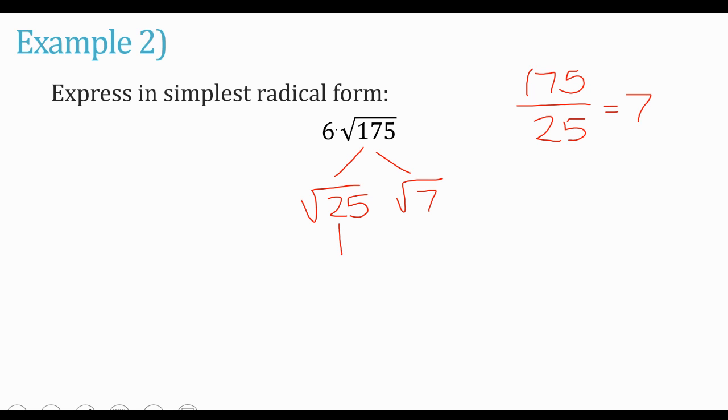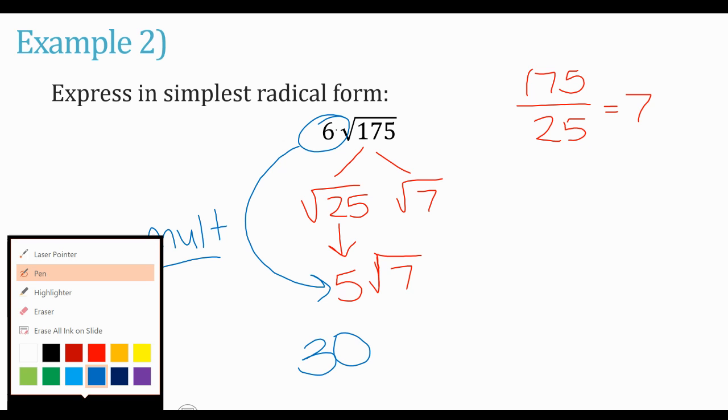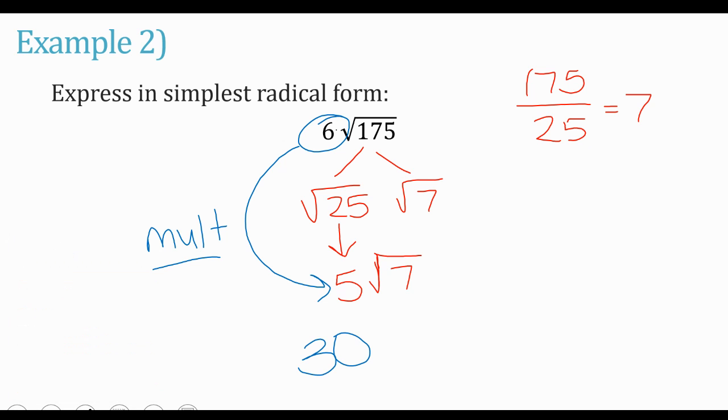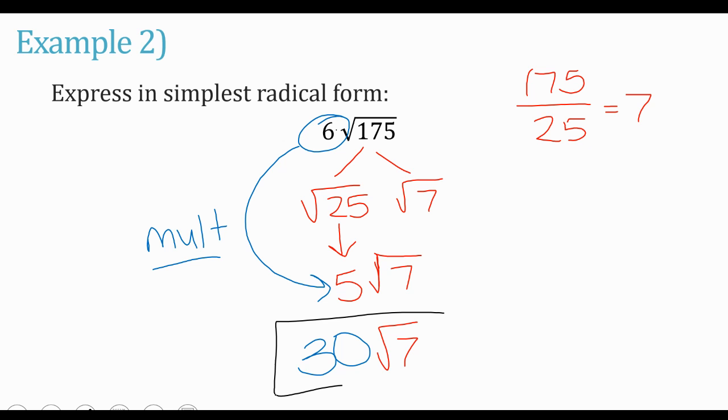Okay, so now let's simplify. Square root of 25 is 5, and then I'm going to bring down that radical 7. Now we have that 6 in the front that we can't forget about. I'm going to circle it, bring it down, and we're going to multiply. 6 times 5 is 30, so we're going to get 30 radical 7. So simplify your radical using that perfect square, and then just make sure that you multiply your coefficients in the end.